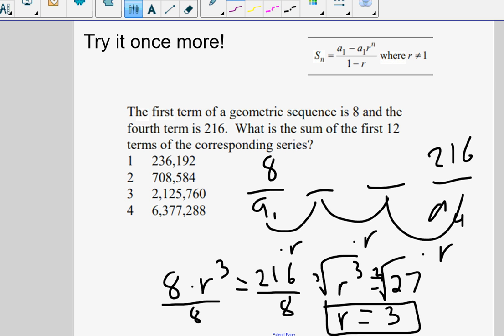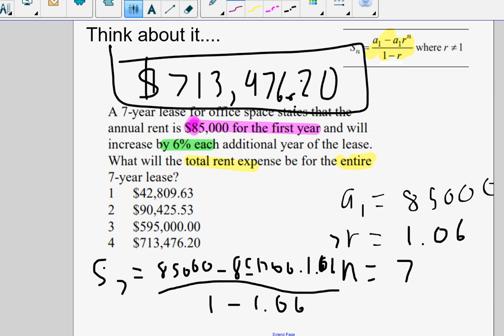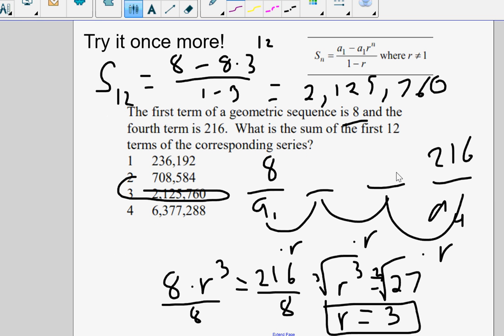All right, so I plugged that in. S sub 12 equals 8, because my first term is 8, minus 8 times 3 to the 12th over 1 minus 3, and I got 2,125,760, which is multiple choice option 3. We never mentioned this one was multiple choice option 4. We never actually filled it in. I just realized that.